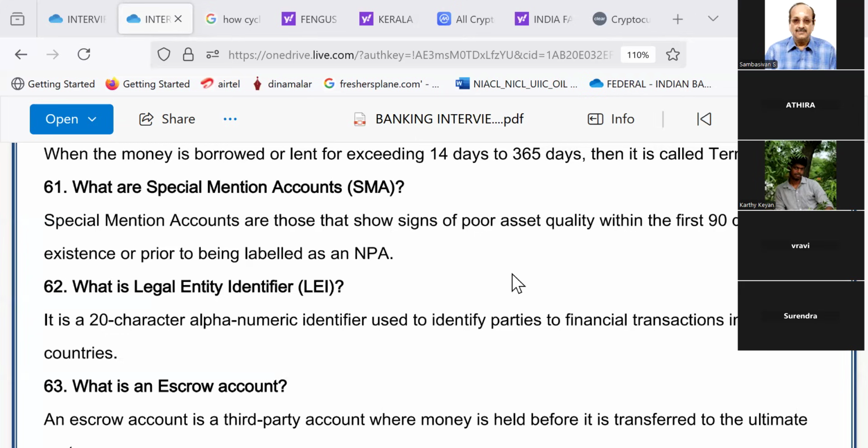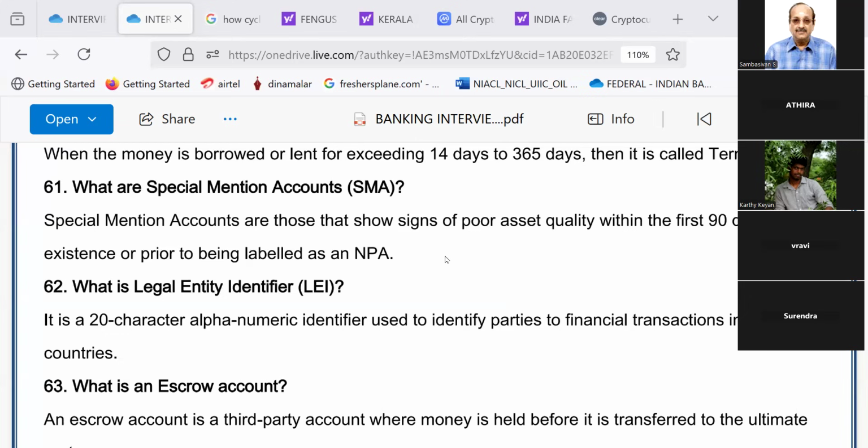An account where the due has not come for 1 to 30 days is known as SMA 0, where in an account the loan is due from 31 to 60 days, it is called SMA 1, where it is due for 61 to 90 days, it is known as SMA 2. These are known as special mention accounts.